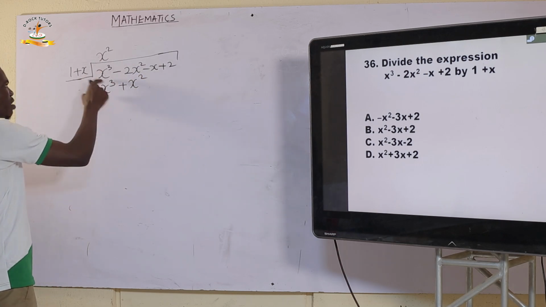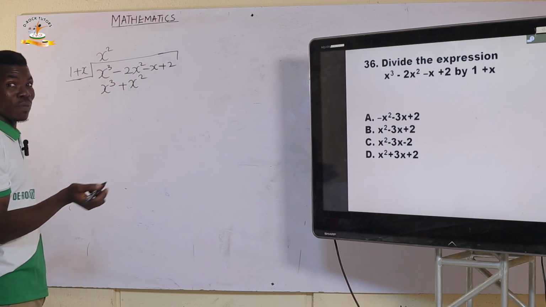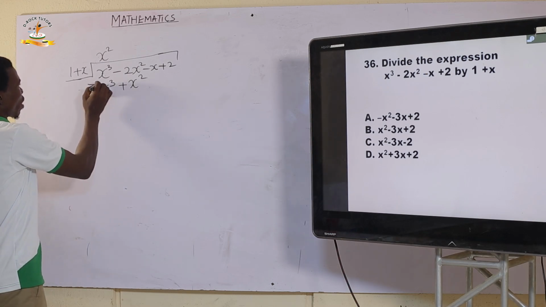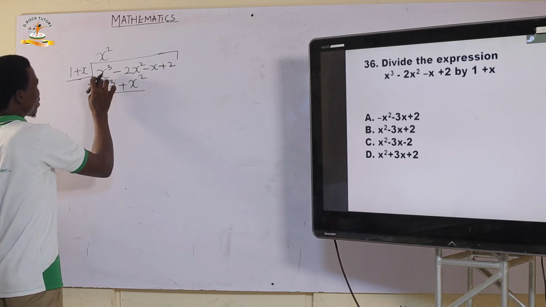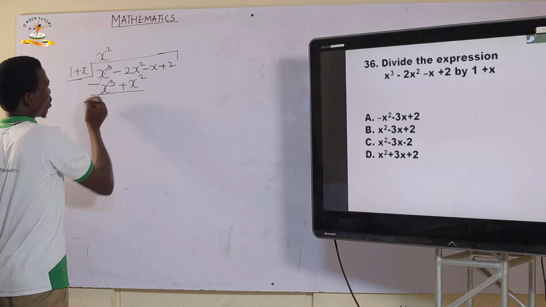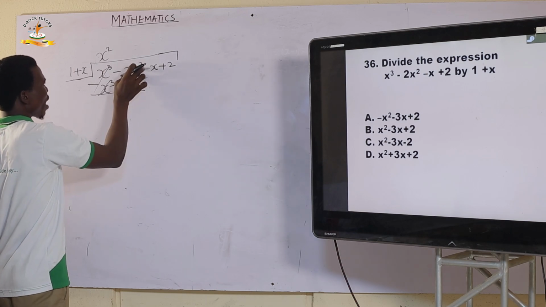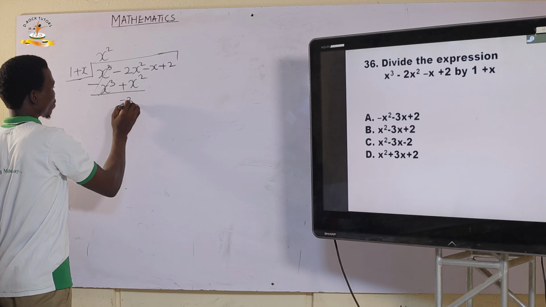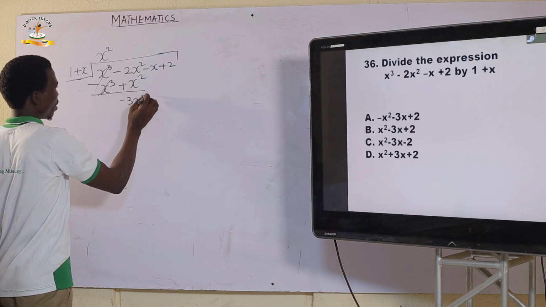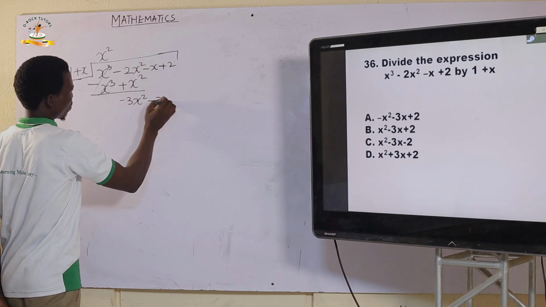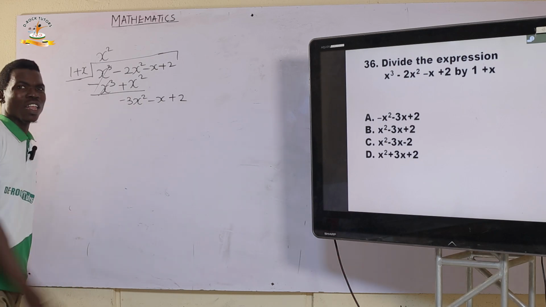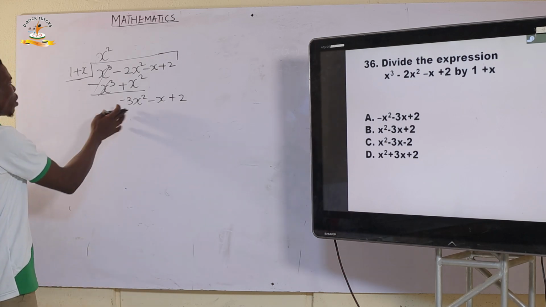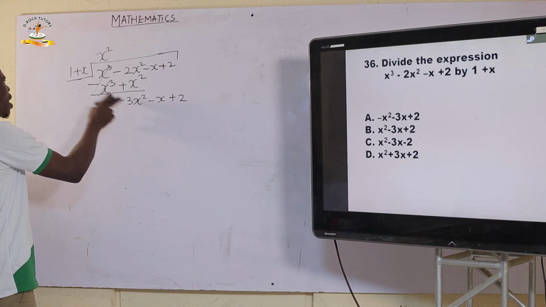How do we cancel x cubed? Don't forget the aim is to eliminate this completely. So we subtract. If you subtract, x cubed minus x cubed goes, then you have nothing. Then 2x squared minus x squared will give you minus 3x squared. Then you can drop the remaining minus x plus 2. Next, we ask what we multiply by to get minus 3x squared.